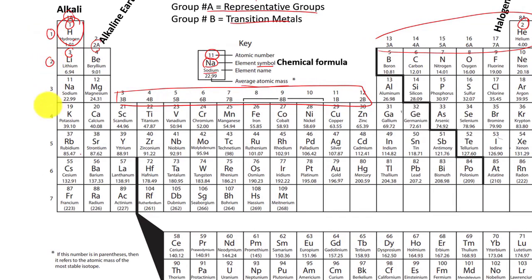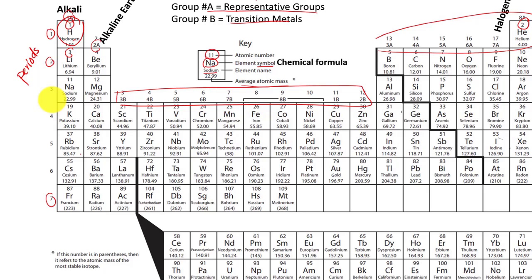Now let's go to the numbers on the side. We have 1, 2, all the way through 7. These are called the periods. And they are very important later on when we talk about electrons. So we have first period, second period, third period, and that's the reason why it is numbered 1, 2, 3, 4, all the way to 7. And we will talk about that later.